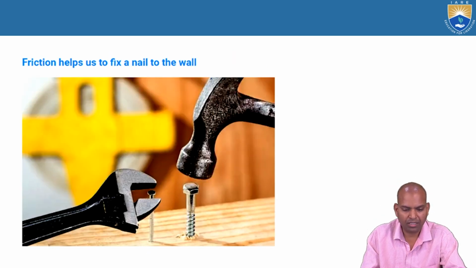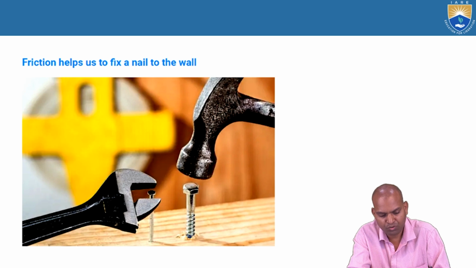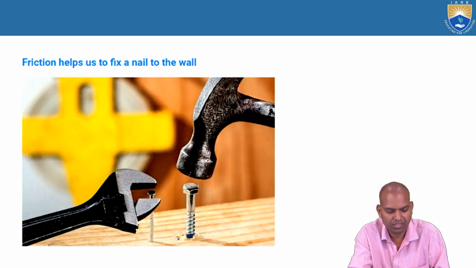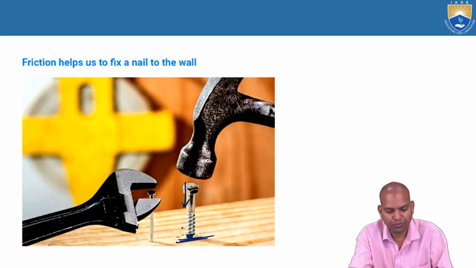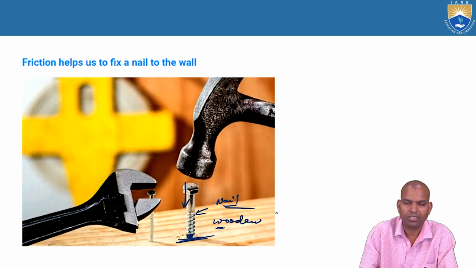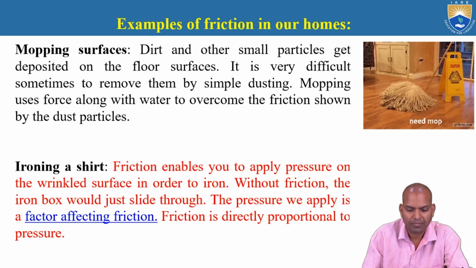The next example of how friction helps: to fix a nail to the wall. Due to friction, the nail holds to the surface of the wood. When you are hammering, due to friction it enters. Because of the force you are applying, a shear force is developed, but the grip between the wooden plank and the nail is due to friction. That's why friction helps us fix a nail into the wall.